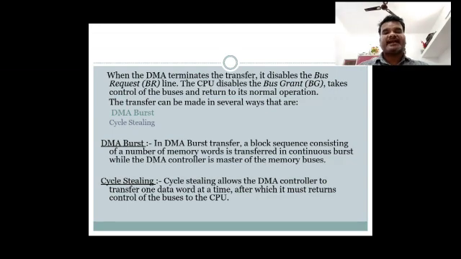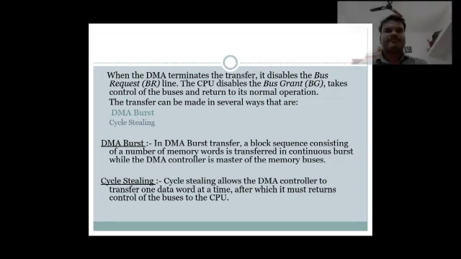Second, cycle stealing. Cycle stealing allows the DMA controller to transfer one data word at a time, after which it must return control of the buses to the CPU.